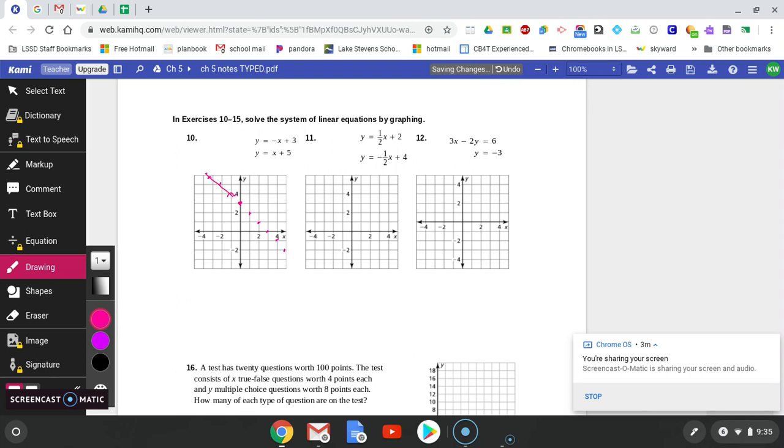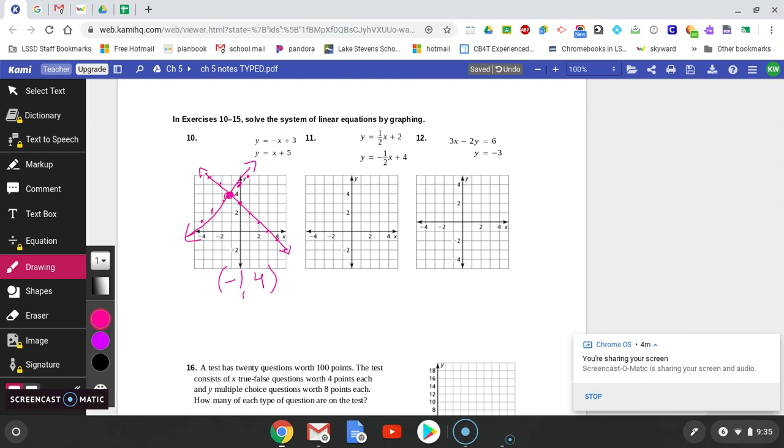I'm going to connect it using a straight line, and then I'll graph my second one. My second one has a y-intercept of 5 and a slope of positive 1, so up 1, right 1, or down 1, left 1. And then again, connecting those points. You can see the place that they intersect is right here. That is the coordinate point negative 1, 4. So that's my solution. All right, try number 11 and then check and see how you did.